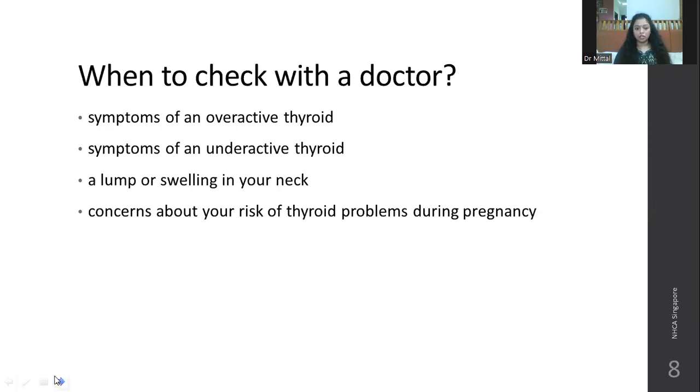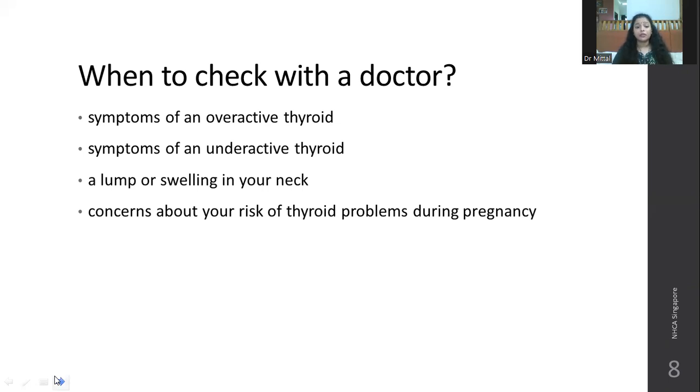When to check with doctor? You have to identify the symptoms of an overactive thyroid. What are the symptoms of underactive thyroid? We will discuss that now. If you feel a lump or swelling in your neck, specifically when you touch your neck from both the sides, try to swallow your spit and see what kind of movement you feel. Do you feel any obstruction? Do you feel any lump?